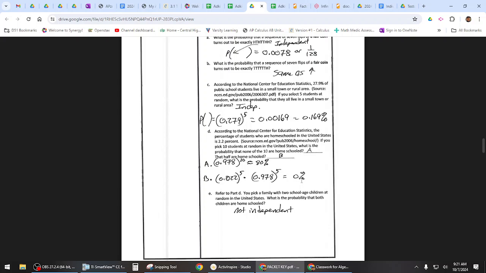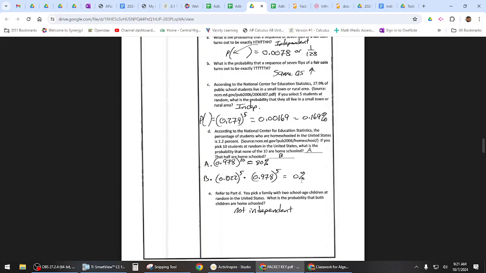I didn't do that, but I was saying when I did it, there's no way that this is independent. Because there's a good chance that if somebody in your family is doing it, the others are going to do it. You can't use the multiplication rule in probability if they're not independent.